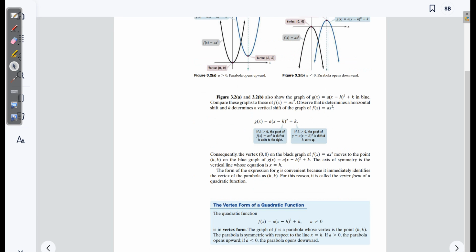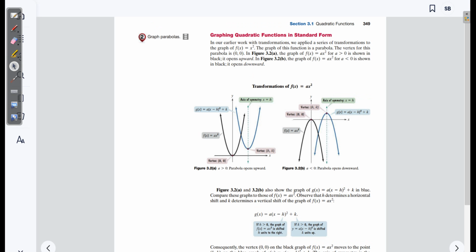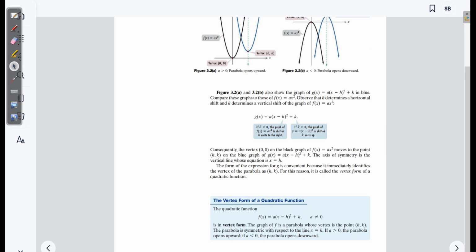All right, so graphing a quadratic equation, something that's super easy to do, first off, is if we have a quadratic equation in what's called the vertex form. Okay, so in vertex form, the quadratic function f of x is equal to a times x minus h quantity squared plus k, where a is not equal to 0. Of course, if a is equal to 0, it would make that entire term 0, and it would just be k, so that's why a cannot be equal to 0. This is called vertex form. The graph of f is a parabola whose vertex is the point (h, k).